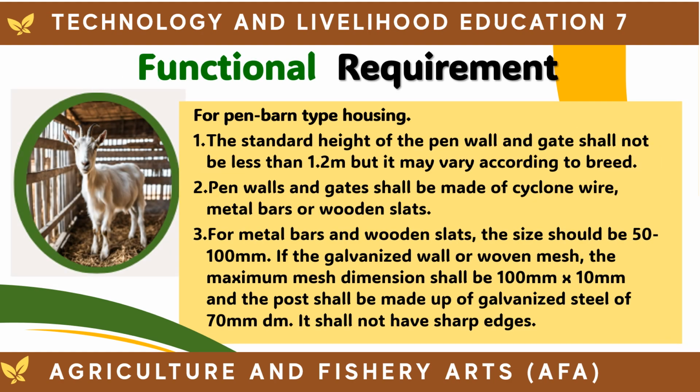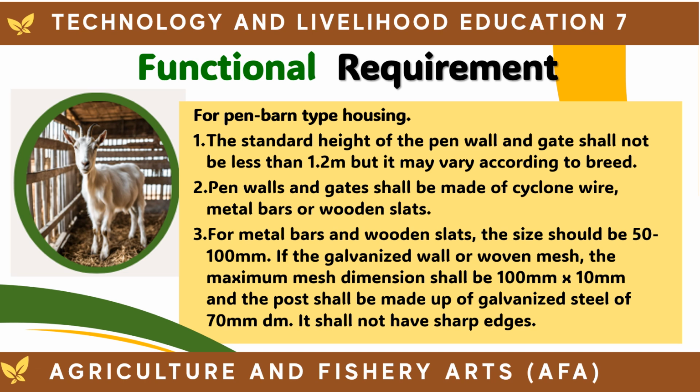Functional requirement for pen barn type housing. The standard height of the pen wall and gate shall not be less than 1.2 m, but it may vary according to breed. Pen walls and gates shall be made of cyclone wire, metal bars, or wooden slats. For metal bars and wooden slats, the size should be 50 to 100 mm.